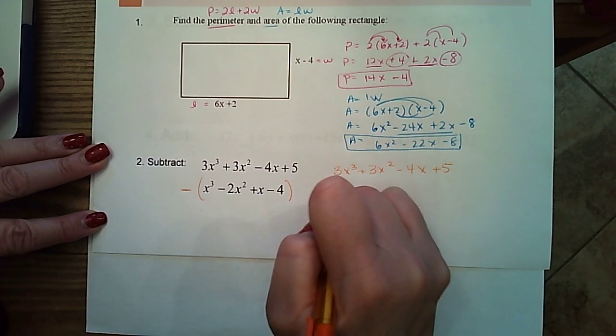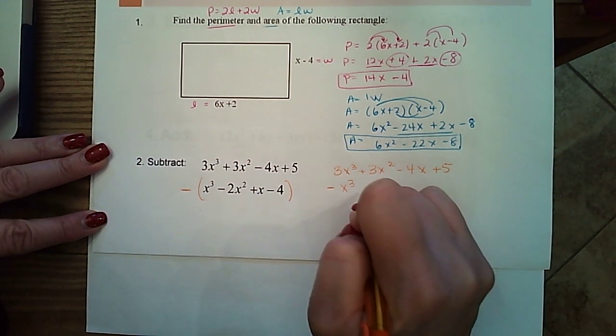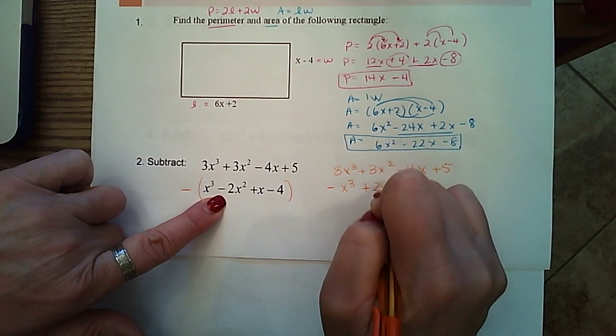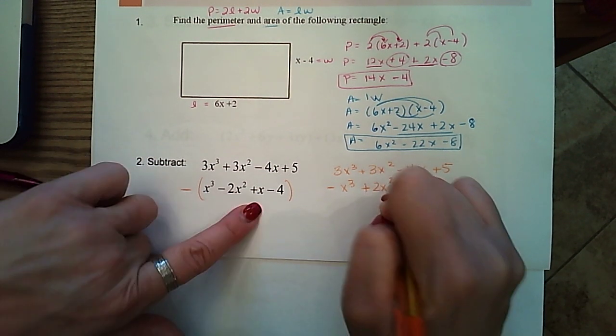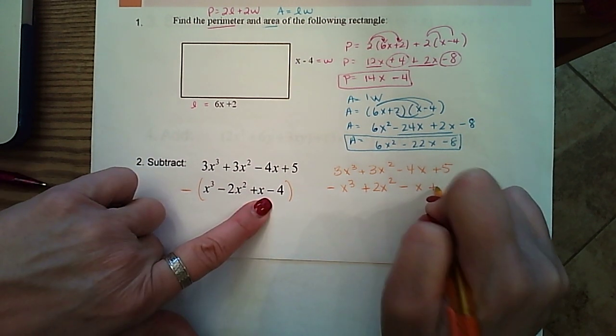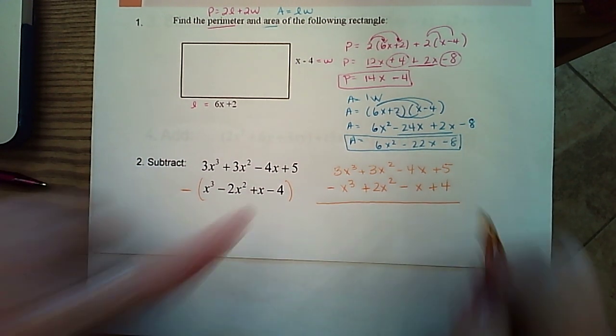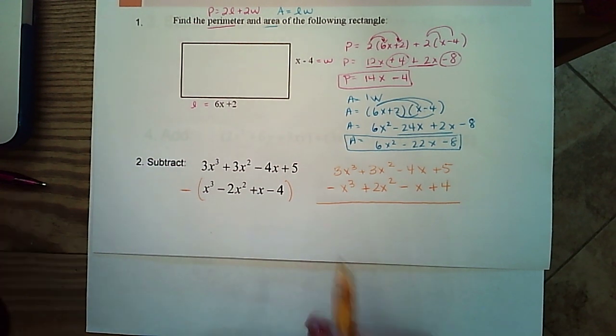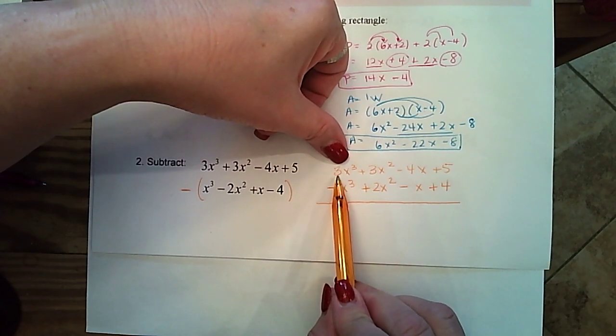I'm going to subtract x to the third. I'm going to subtract a negative, which means I'm going to add a 2x squared. I'm going to subtract an x, and I'm going to subtract a negative, which means I'm going to add a 4. Notice how I kept the variables that were alike together because it makes them easier to add because they are like terms.